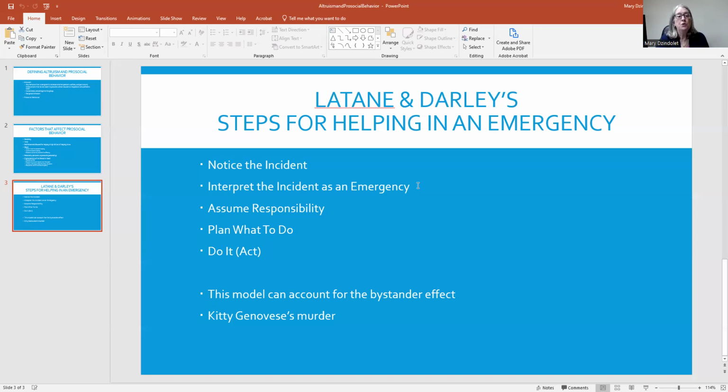Step 2 is you have to interpret the incident as an emergency. You have to look at the situation and go, this person needs help. And a lot of times it's ambiguous. A lot of times it's not clear if the person needs help. If they're bent over and shaking, are they cold? Are they in need of a jacket, or do they really need help, like they're having some kind of insulin reaction or a diabetic type thing going on? Nowadays, are they on fentanyl? I don't know what's going on.